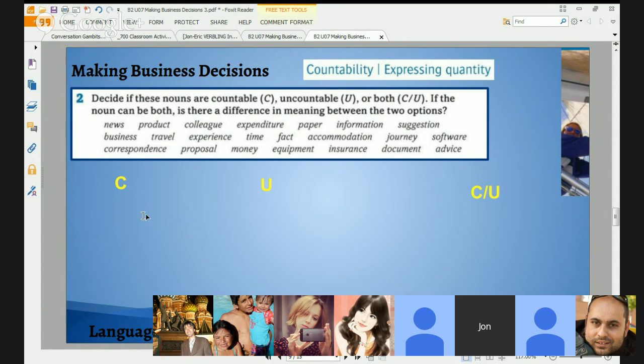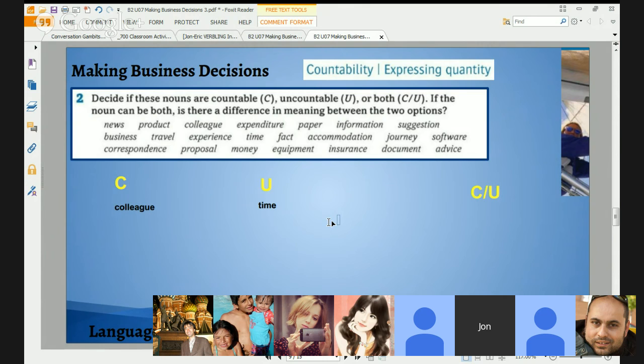Looking through that list. One of each, yeah, if you can. Okay, colleague is countable. Colleague. Keep going. Time is uncountable. Let me make this a little bit smaller. Okay. Uncountable. Time. Got it. Okay. You know, one for both?